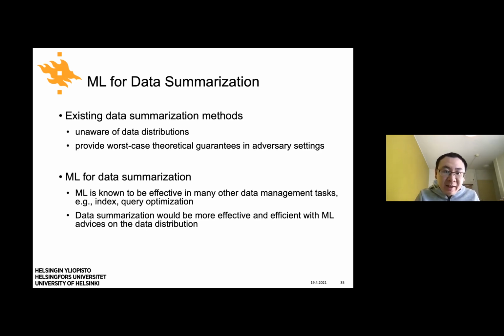The idea of using machine learning models for data summarization comes from the fact that machine learning is known to be effective in many other data management tasks, like machine learning-based index and machine learning-based query optimization. The basic idea of using machine learning for these data management tasks is to capture the data distribution using some machine learning models. So, because data summarization is also distribution aware, it's possible to design more efficient and effective data summarization methods with machine learning advice on the data distribution.